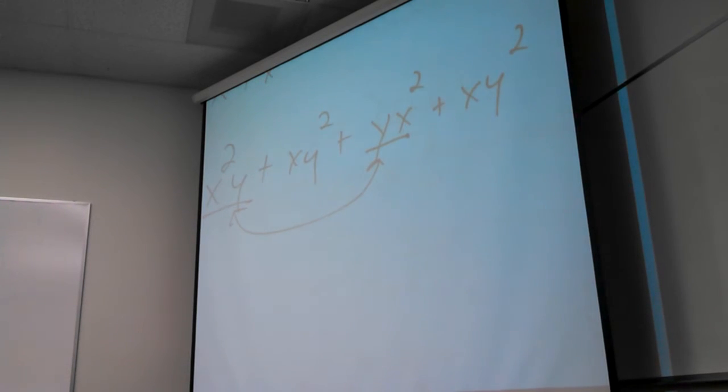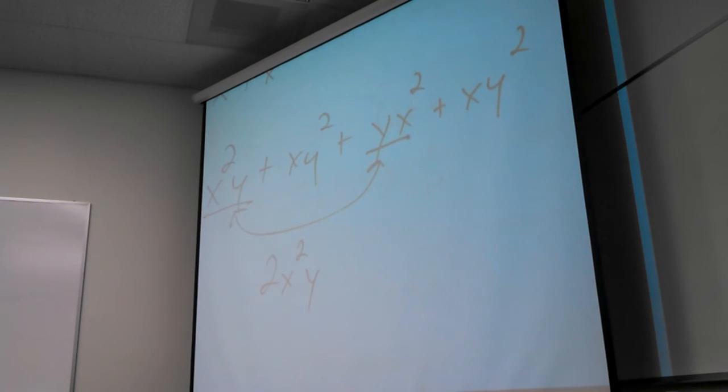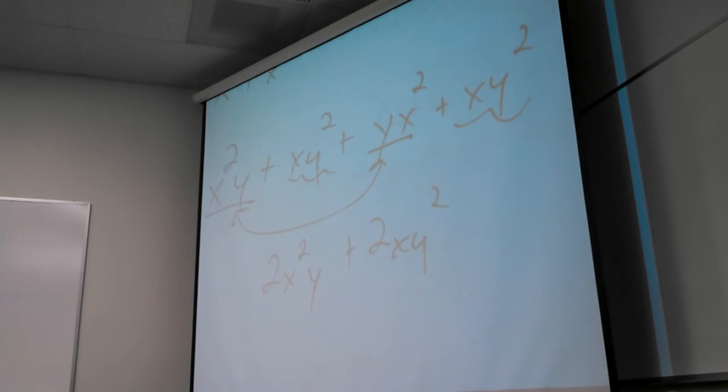So what would I say? How many of these do I have? I got 2 x squared y's. I got 2 of those. And of course I got 2 of those. And those at the end there are not like terms. I can't make 4 of anything. Are you guys with me on that?